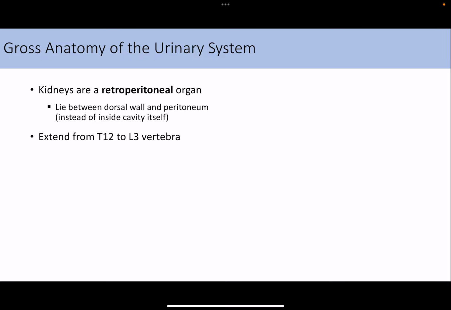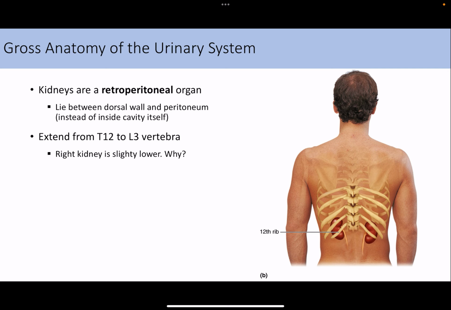All right, the kidneys extend from the T12 to the L3 vertebrae. The right kidney is slightly lower. And why? What organ takes up a lot of space in the upper right portion of your abdominal cavity? The liver. So the right kidney is slightly lower than the left because of the liver placement. So it makes room for the liver. Or accommodate the liver.